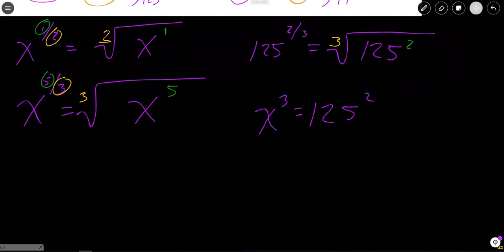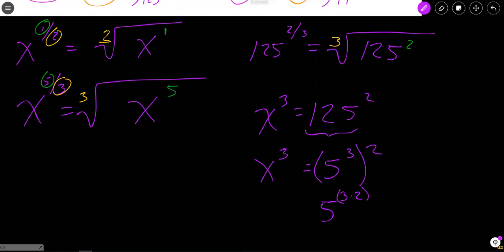Well, maybe 125 doesn't ring a bell, maybe it does. Hopefully it rings enough of a bell to go, I think that's a power of 5, which that is 5 to the third power. So on the right side of the equation, I've got 5 to the third power squared. On the left side of the equation, I've got x to the third power. If I solve this through, 5 to the third power squared is yet another way of saying 5 to the 3 times 2 power, using our power rule.